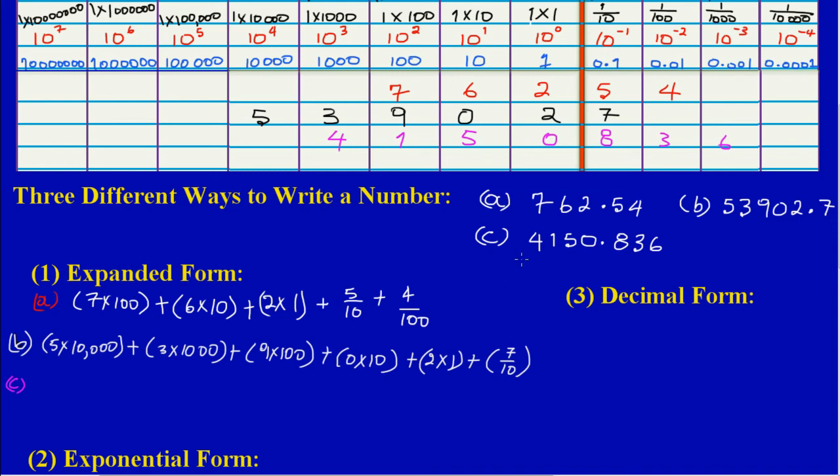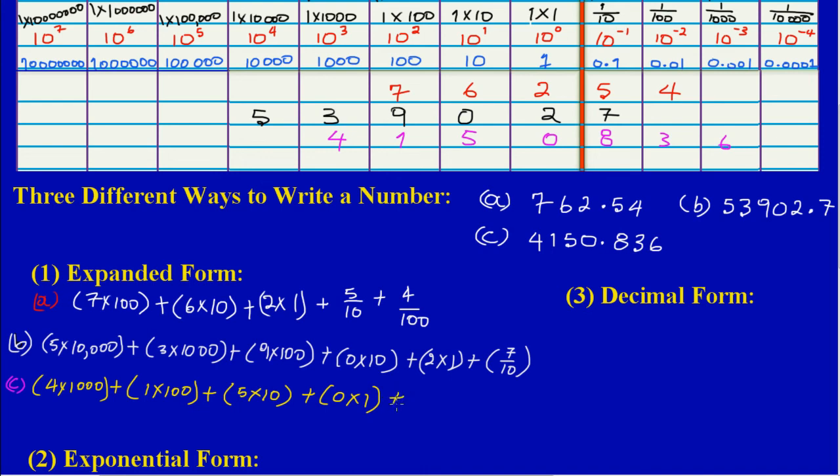For part C, my 4 is in my 1,000 column, so here I would have 4 times 1,000, plus I would have in my hundreds column 1 times 100, plus in my tens column 5 times 10, and in my units column plus 0 times 1, because 1 means unit.